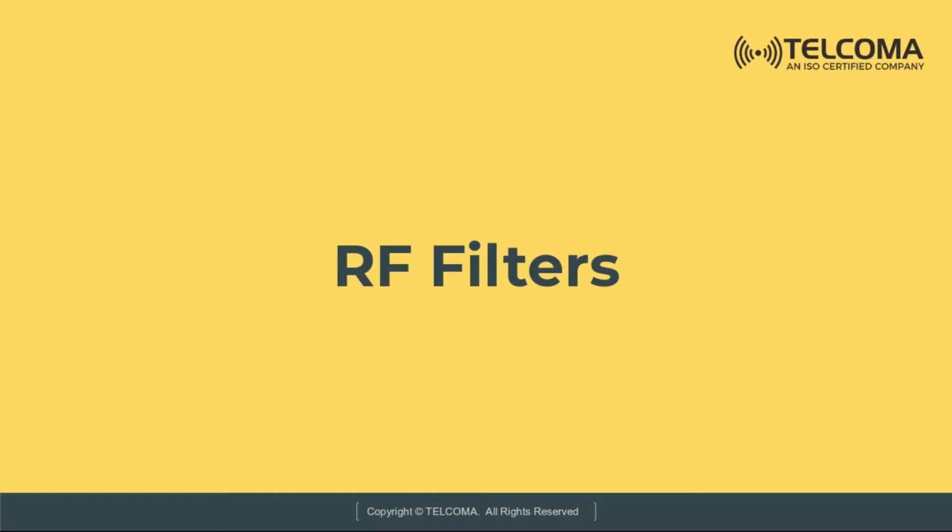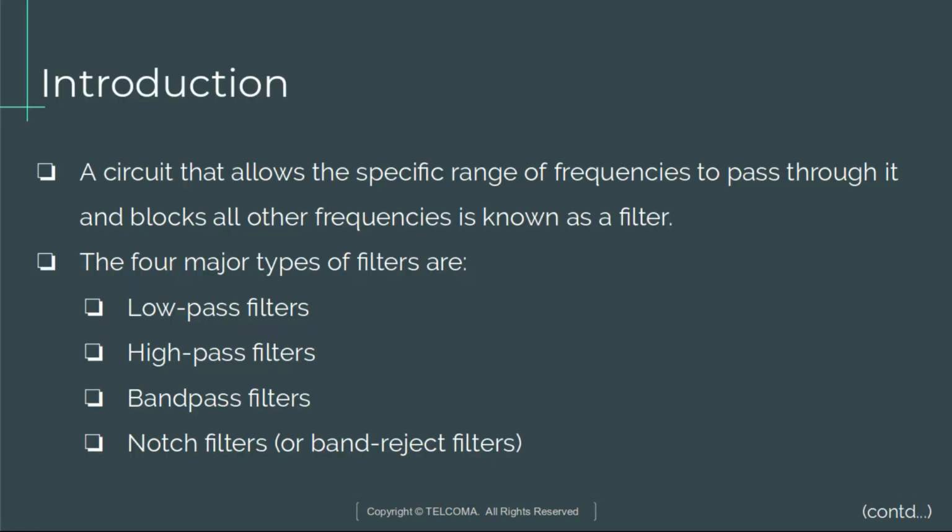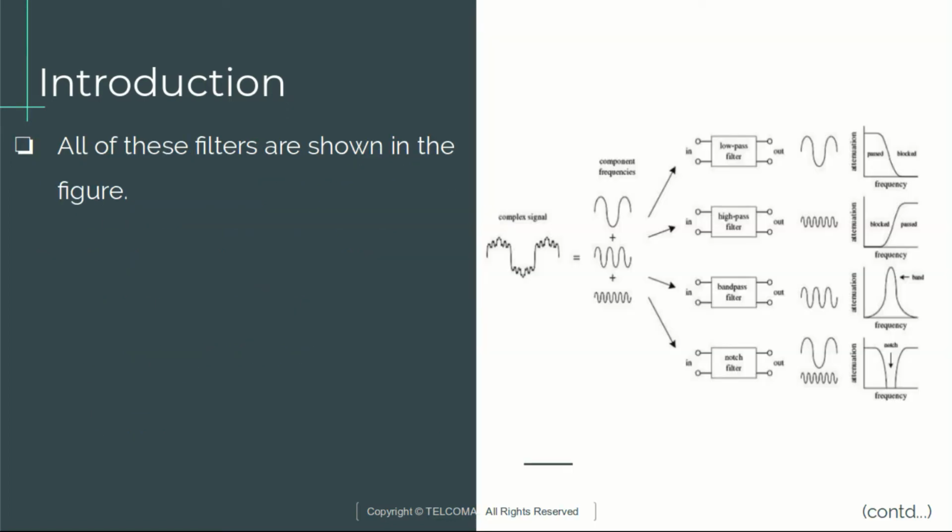The next lecture is RF filters. Now we start with introduction. A circuit that allows a specific range of frequencies to pass through it and blocks all other frequencies is known as a filter. The four major types of filters are low pass filters, high pass filters, band pass filters, and notch filters, or band reject filters. All of these filters are shown in the figure.